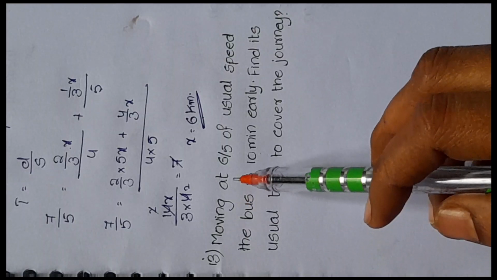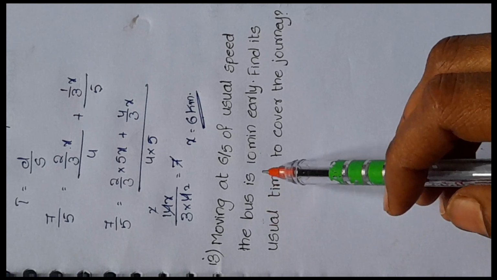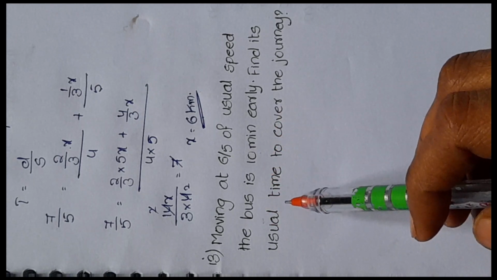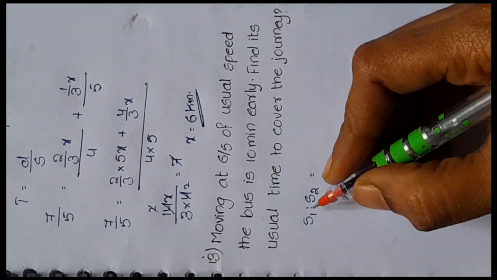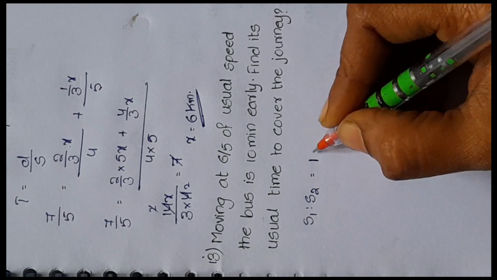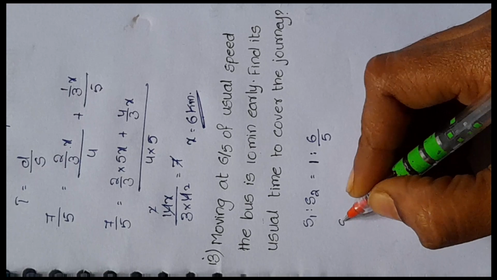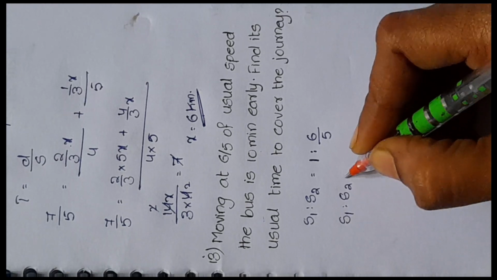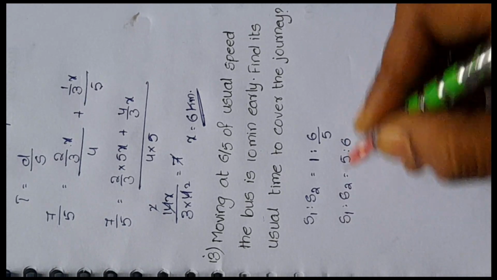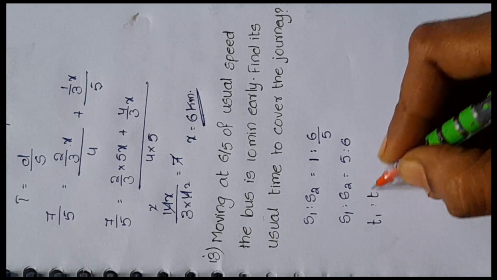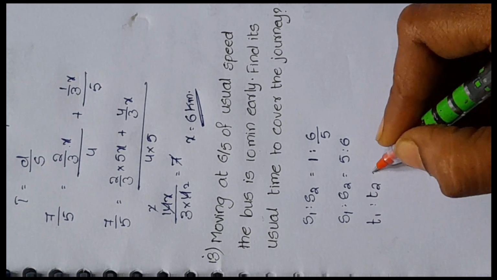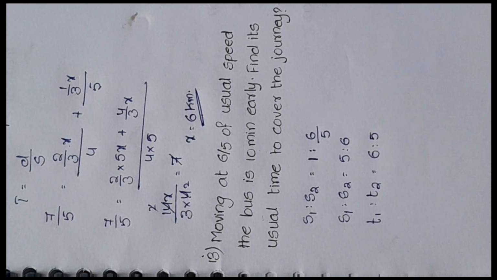Ninth question. Moving at 6 by 5 of usual speed, the bus is 10 minutes early. Find its usual time to cover the journey. The ratio of speeds S1 and S2 is, the initial speed, let it be 1, and the second speed is 6 by 5. So S1 is to S2, we get the ratio as 5 is to 6. Now T1 is to T2 is 1 by 5 is to 1 by 6. We get the ratio as 6 is to 5.